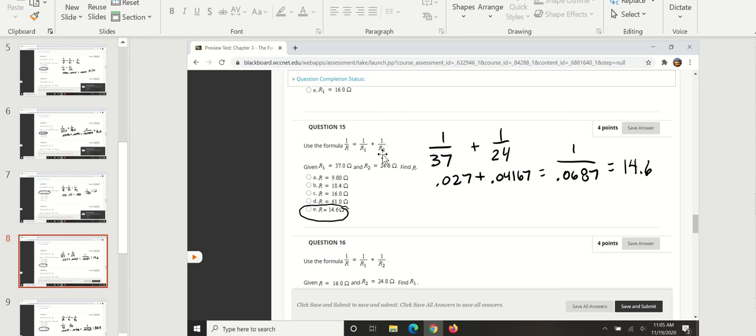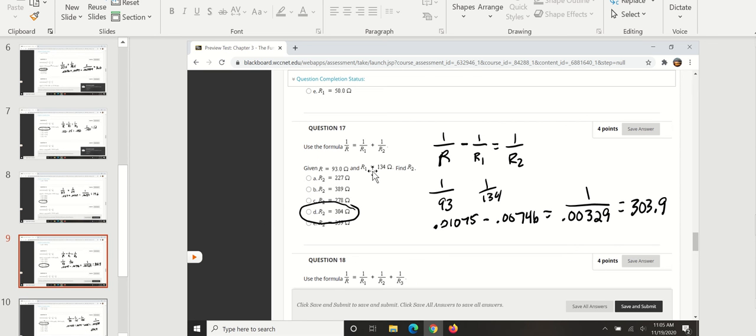Again, two resistors in parallel. This time we're given R1 and R2, so simply we take 1 over R1, 1 over R2, find the decimal equivalents, add the two together, take 1 over that decimal equivalent, and it comes up to 14.6.